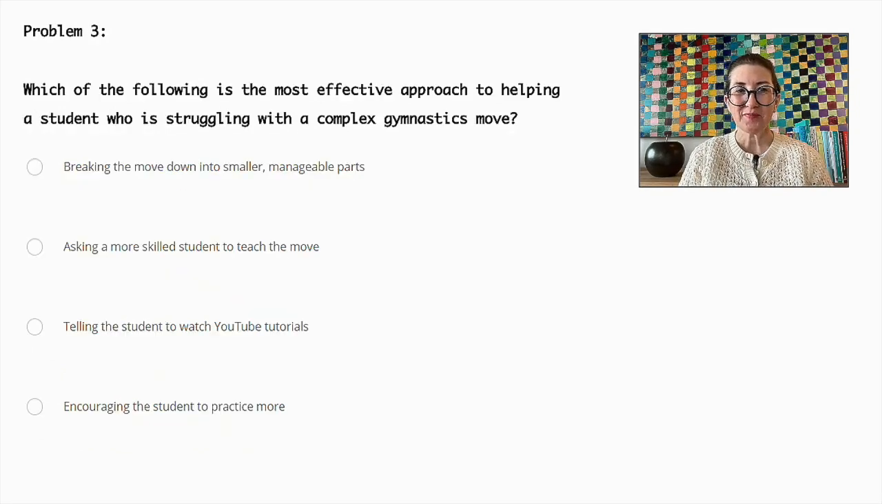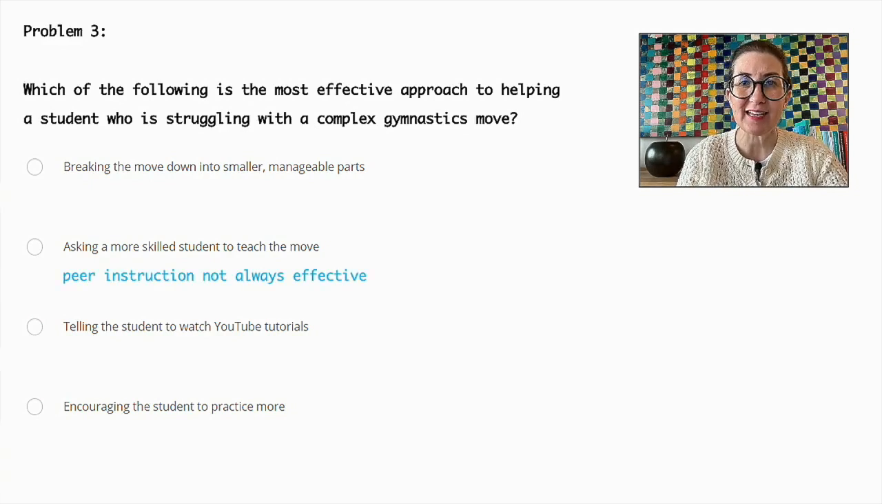Problem number 3. Which of the following is the most effective approach to helping a student who is struggling with a complex gymnastics move? Breaking the move down into smaller, manageable parts. Asking a more skilled student to teach the move. Telling the student to watch YouTube tutorials. Or encouraging the student to practice more. Peer instruction might lack the necessary teaching skills and personalized approach, so it's not the best method.